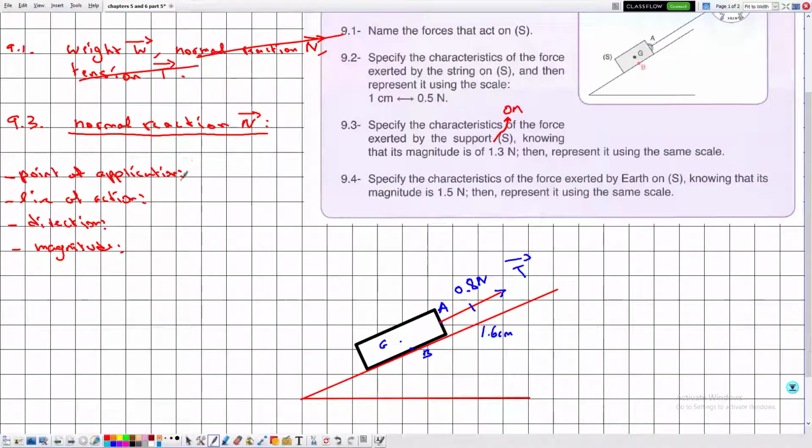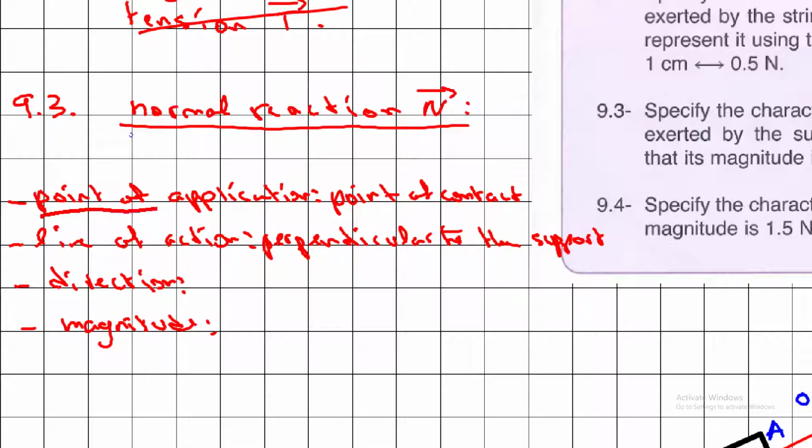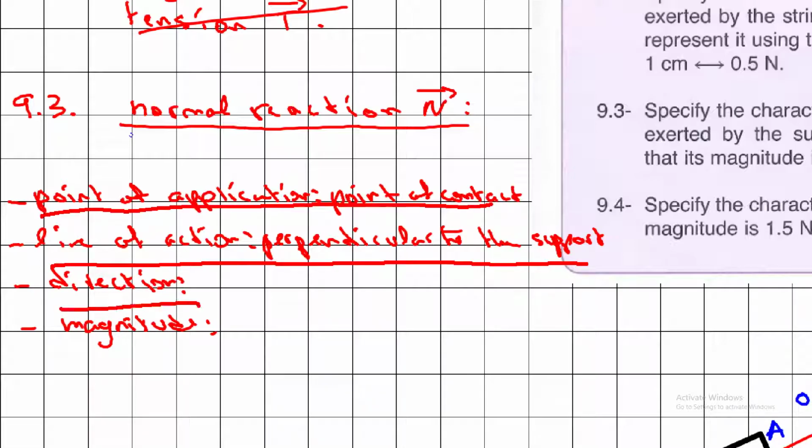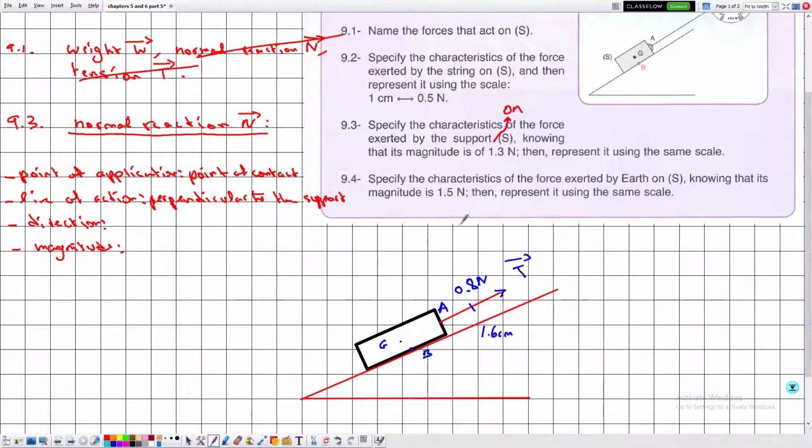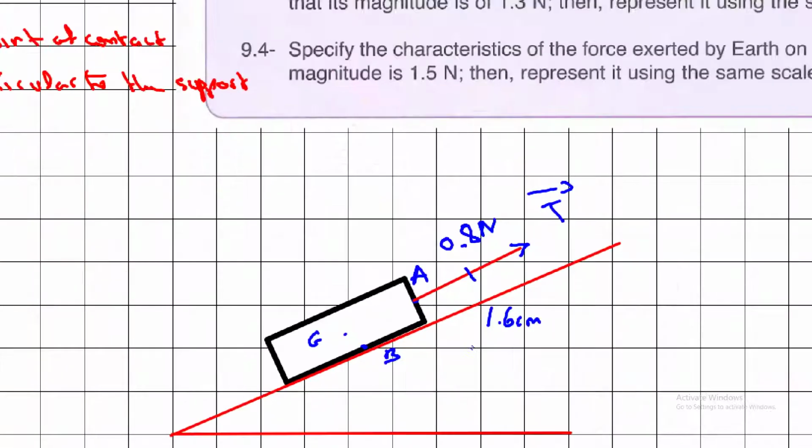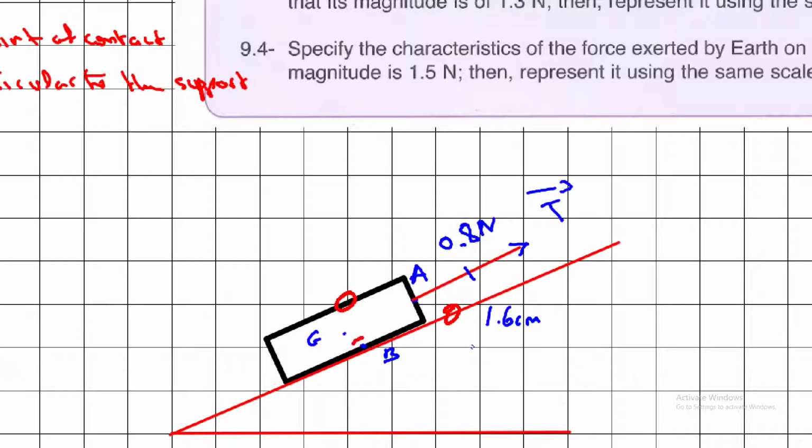And regarding the normal reaction, we know that because it's classified as a contact force, the point of application will be the point of contact. As the line of action, it will be perpendicular to the support. And we know nothing about the direction and the magnitude. Now we are ready to complete the missing parts. So I expect that everyone should understand and memorize the following regarding the normal reaction, as I have mentioned for the tension force. Now the point of contact, which is the point of contact between the support and the solid S, which is the point B.